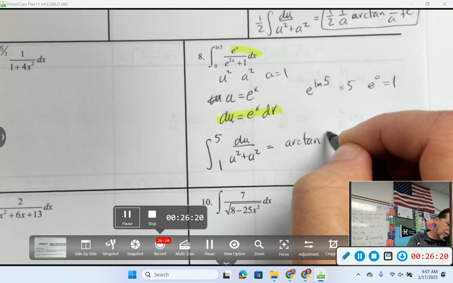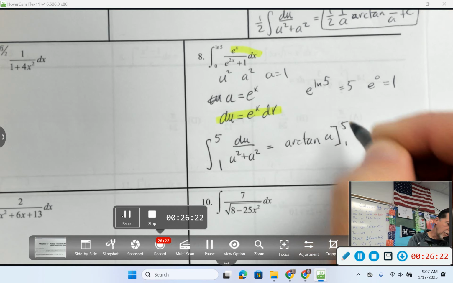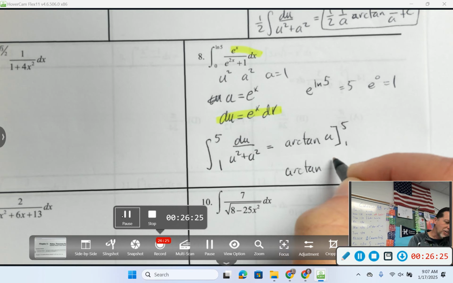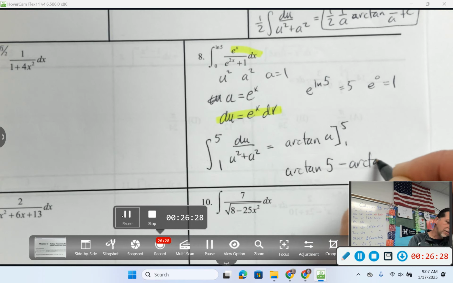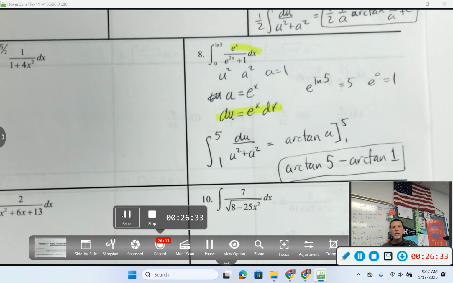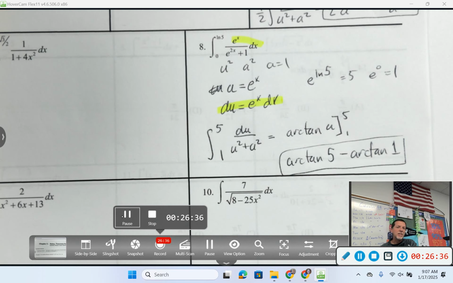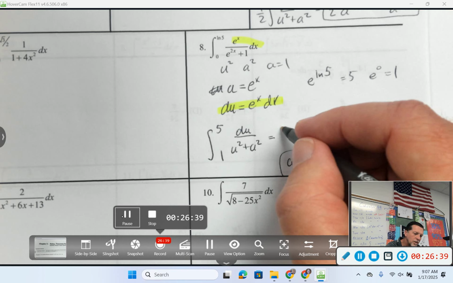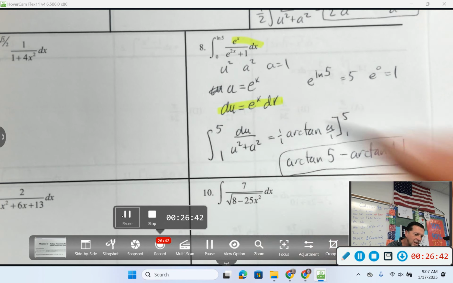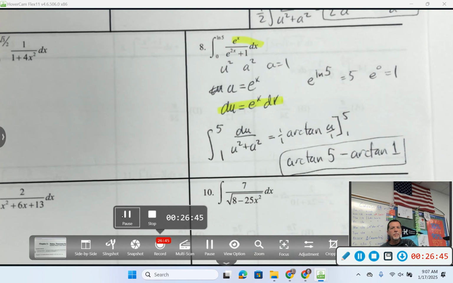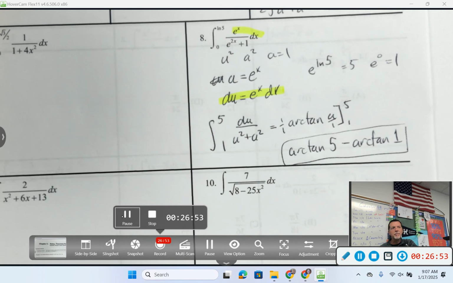Arctan of u over a from 1 to 5. This is going to be a weird answer. You're just going to say arctan of 5 minus arctan of 1. Well, I left it off because a is 1. So you could put it, but it wouldn't do anything. I know what the arctan of 1 is, but I don't have to complete this any further than that. I do not know what the arctan of 5 is. It is not like a unit circle thing.